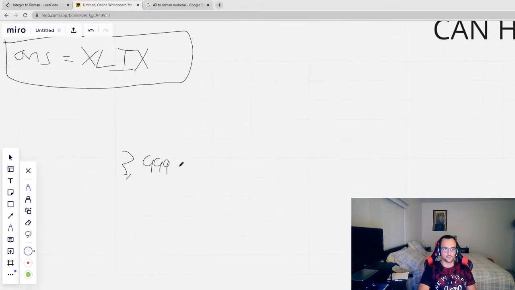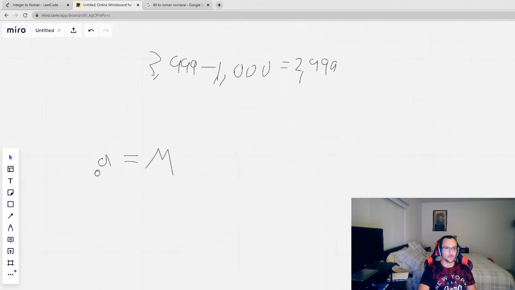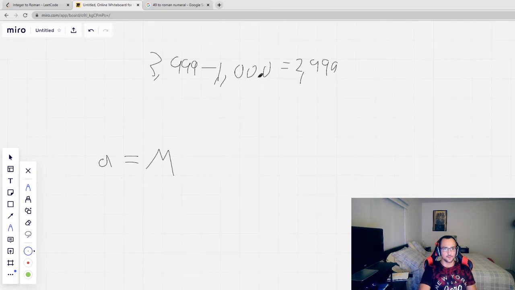So we subtract, again, 1,000. We get 2,999. And to our answer, we add M. And now to 2,999, we repeat the same process. What's the largest single-digit Roman numeral that we can take away from 2,999? That's M again. So we put another M.